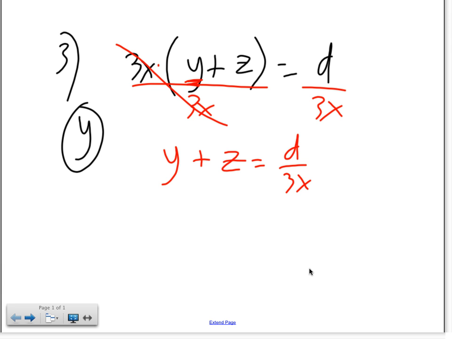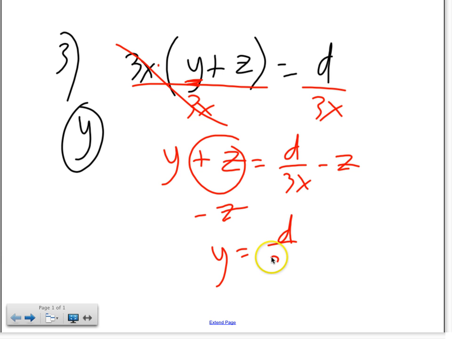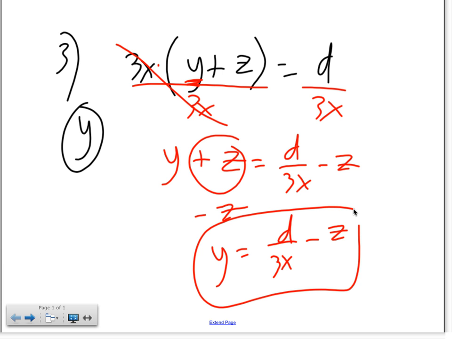So how do I solve for y now? Minus z. There, see, because z is considered to be a term. To get rid of the term, I do the opposite of that plus sign, which is minus z. So then y now equals d over 3x minus z. And I complete my thing there.